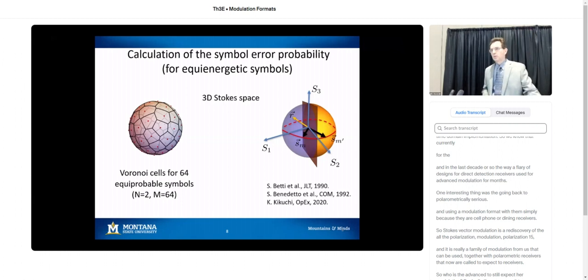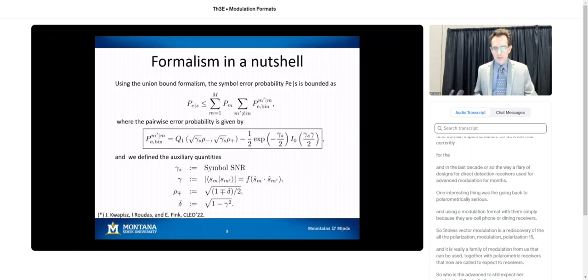This union bound was used initially by Betti in a paper about polarization shifting in the 90s. Then Benedetto and collaborators improved this calculation, but this was all for 3D Stokes space. And more recently, Kikuchi published papers on this. However, for the n-dimensional Jones space, the calculation becomes very complicated, and I would like to give credit here to my coworker, Jarek Wabis, who derived this formula from scratch.